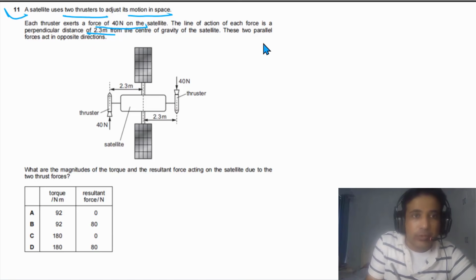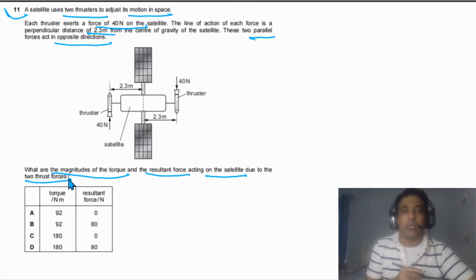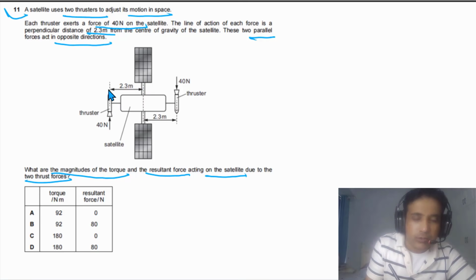These two parallel forces act in opposite directions. What are the magnitudes of the torque and the resultant force acting on the satellite due to two thrust forces? This question is pretty straightforward one. So in this case, you can see we have one thruster here. It is exerting force of 40 Newton. Another one is also exerting force of 40 Newton, but in opposite direction. And the distance from the center of the satellite is given.